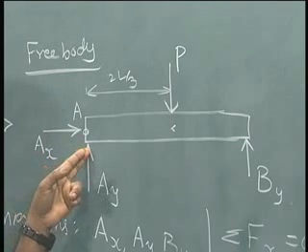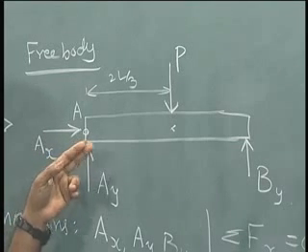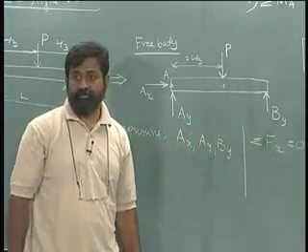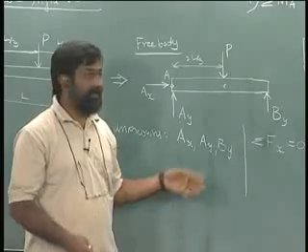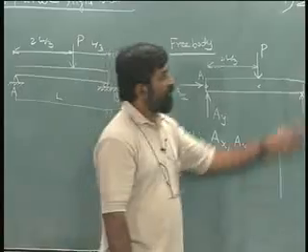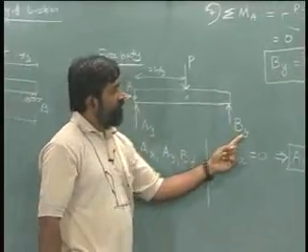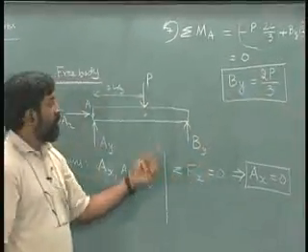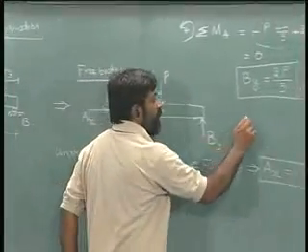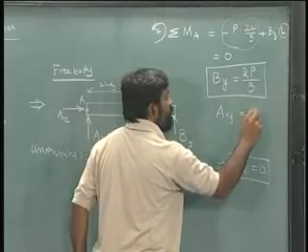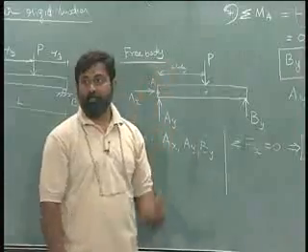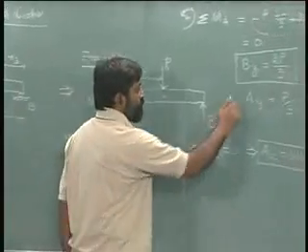about which you can take a moment in such a way that you have the least number of unknowns that take part in the equation. Okay, if you do that, then it is easier to solve for reactions. Okay, and very simple. If this is 2p by 3 and this is p, the vertical equilibrium will automatically give you Ay equals p by 3, because Ay plus By is equal to p.